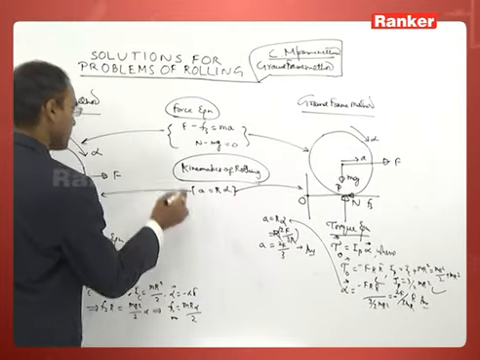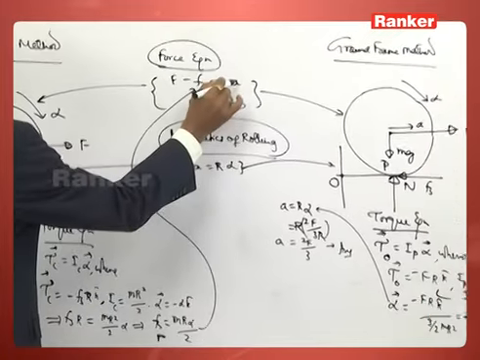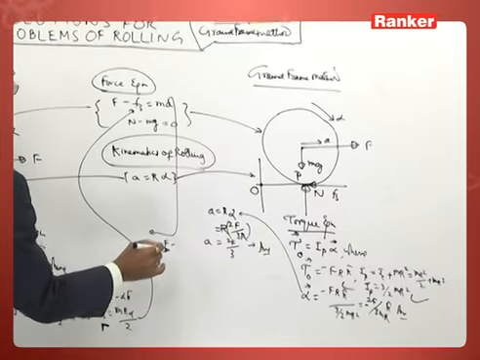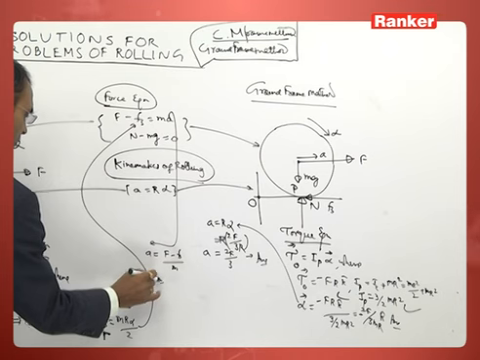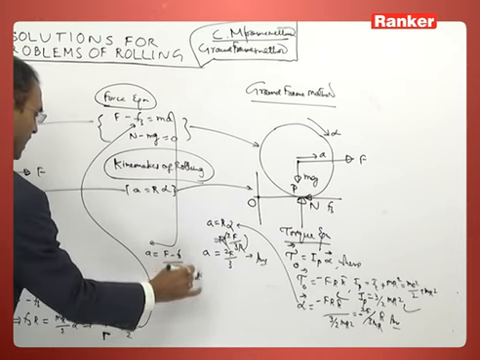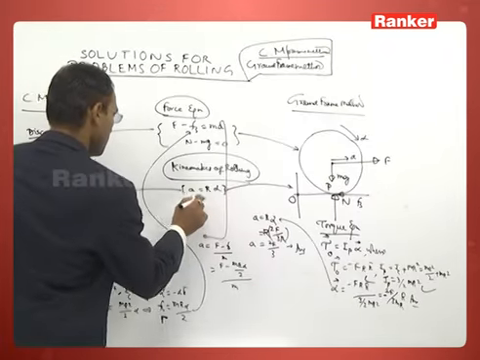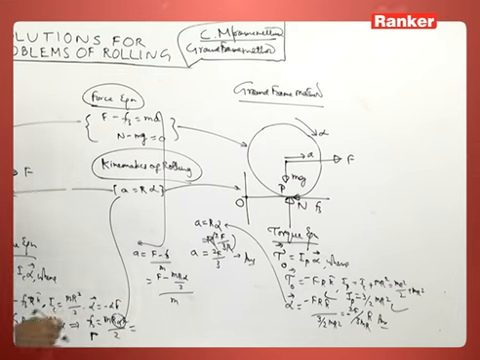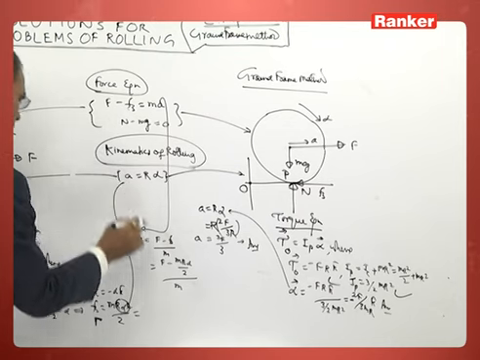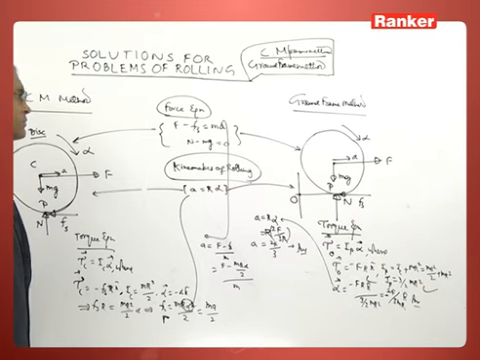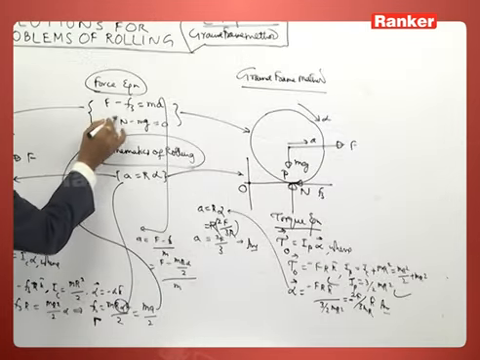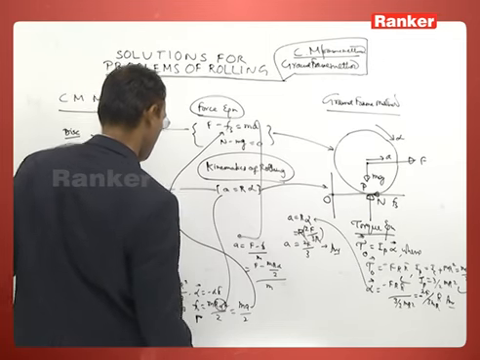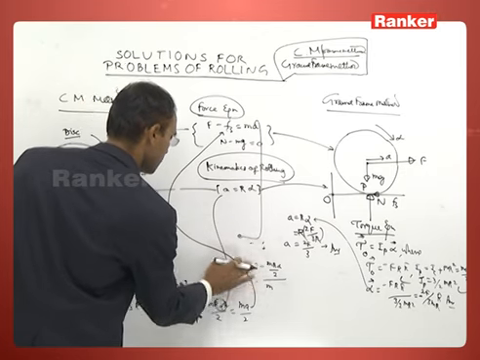If we substitute Fs in this equation, we are getting acceleration is equal to F minus Fs by m. F minus, what is Fs? m R alpha by 2, divided by m. But A is equal to R alpha, or directly you can substitute A is equal to R alpha here to get m A by 2. Now, this value if you substitute here, we are getting acceleration is equal to F minus Fs by m, or directly you can get the same answer. We can get the same answer.